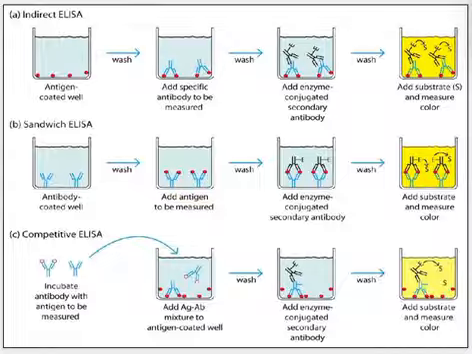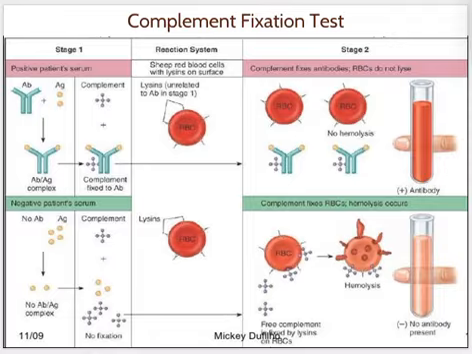The complement fixation test detects antibodies by their ability to fix complement in the presence of antigen. If antibodies are present, complement binds to the antigen-antibody complex, preventing lysis of sheep red blood cells, indicating a positive result. If no antibodies are present, complement remains free and lyses the red blood cells, showing a negative result. This test helps confirm the presence of specific antibodies in patient serum.